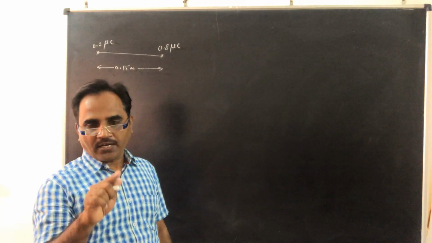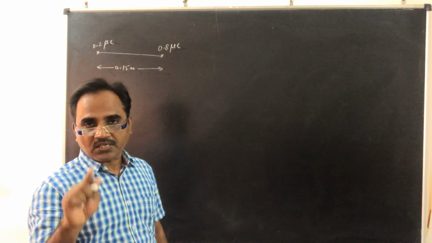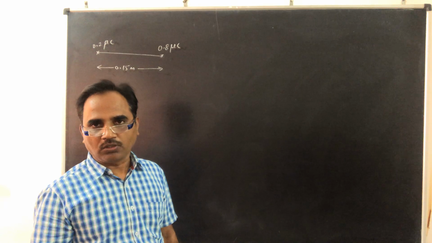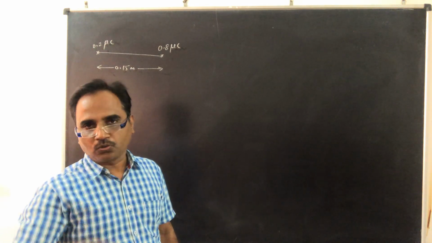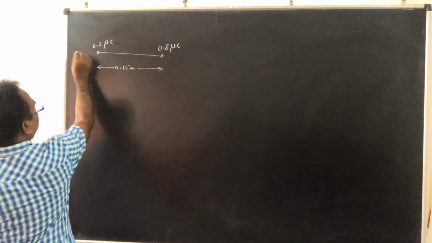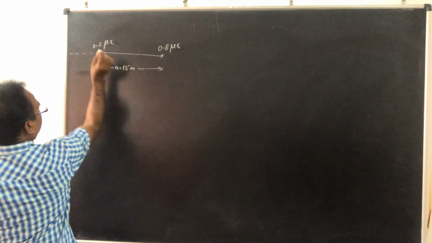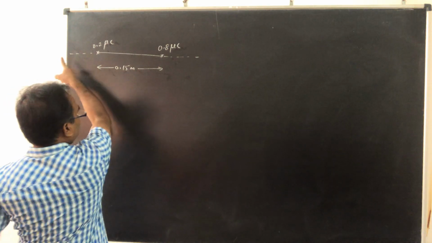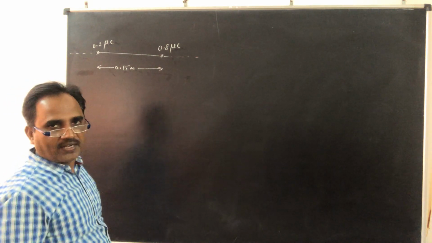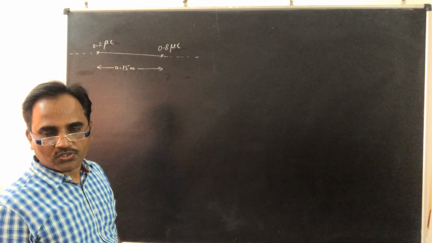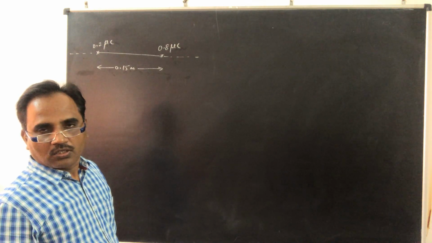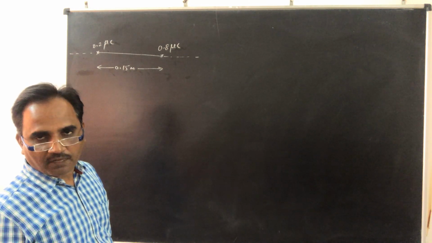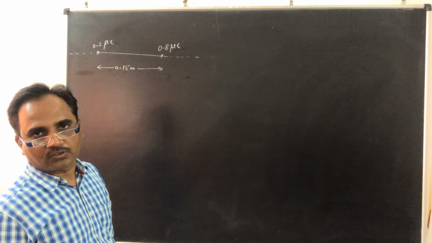You are asked to find the distance of the point where the electric field due to these two charges can become zero on the line joining the two charges. So this is the line joining the two charges. So on this line you are asked to find the point where the electric field is zero. So here first you represent the direction of electric field at a given point.